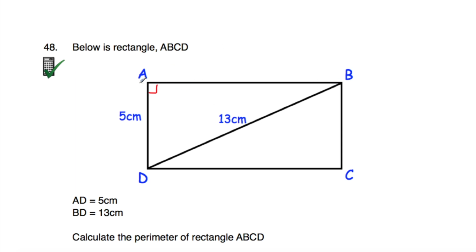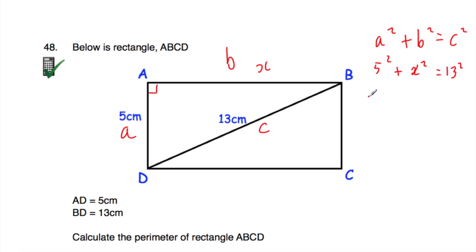So let's look at this triangle ABD. We've got one of the shorter sides and we've got the hypotenuse, the longer side. So let's label the sides a, b, and c. And then remember, a squared plus b squared equals c squared. So a squared, that's going to be 5 squared, plus b squared, let's just call that x for the moment, so plus x squared, equals c squared, so that's going to be 13 squared. 5 squared is 25, so we get 25 plus x squared equals, and 13 squared is 169.